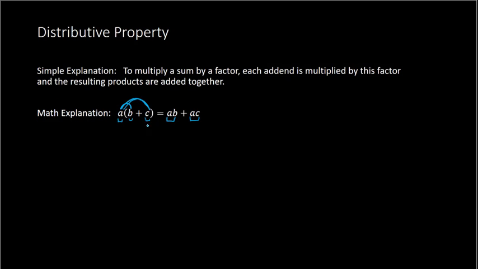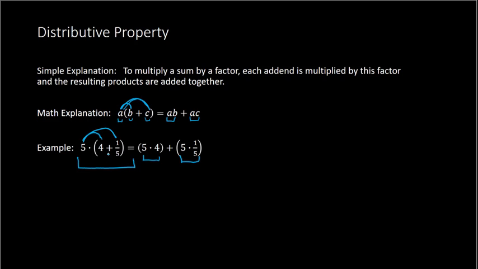Okay, this still might be confusing with the letters, so let's take a look at an actual example with real numbers. So let's say we had 5 times 4 plus 1/5. So this is our example. What we can say is that we can distribute, or think of sharing. Okay, if you distribute something, we're sharing with more than one thing. So we're sharing this 5 with the 4, so 5 times 4, and sharing the 5 with the 1/5. So 5 times 1/5. And then whatever sign is here in the middle, we put that sign right here.